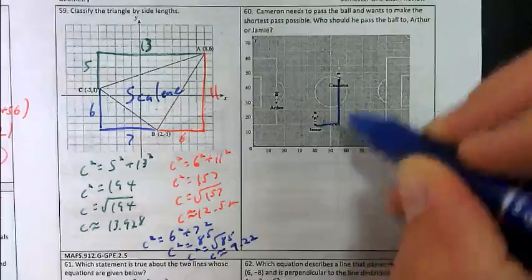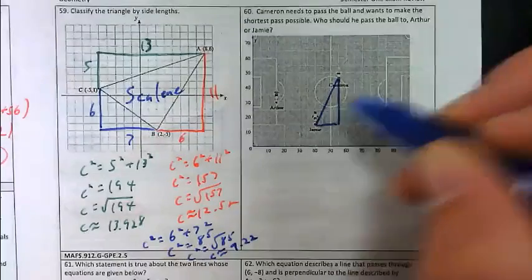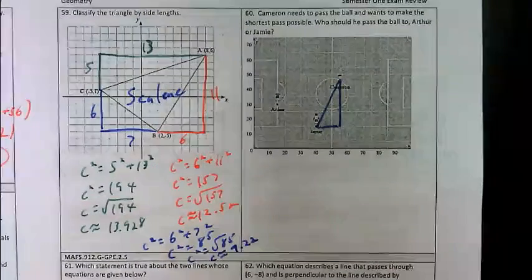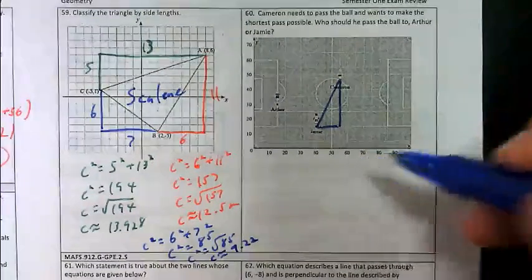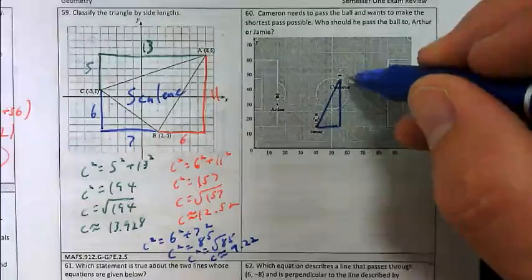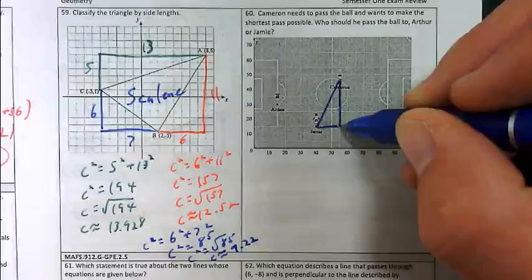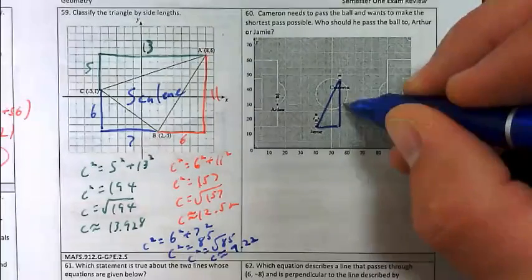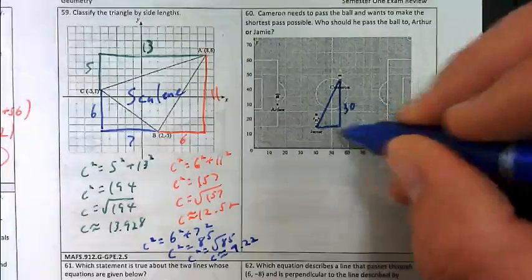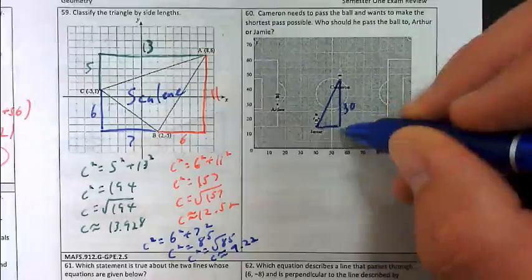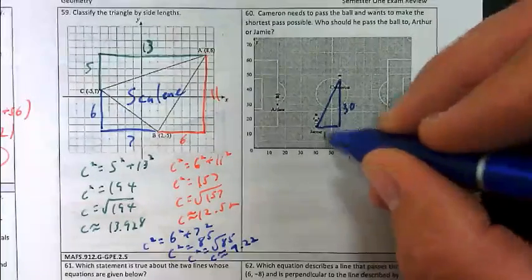But let's go ahead and draw ourselves in a triangle. Again, you could use the distance formula, but these are some really big numbers to do with the distance formula. So he's up here at 45. He's down here at 15. The difference there is 30. And this 40 to 55 is 15.